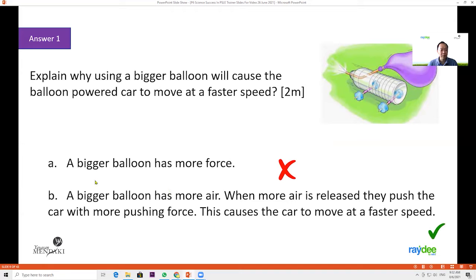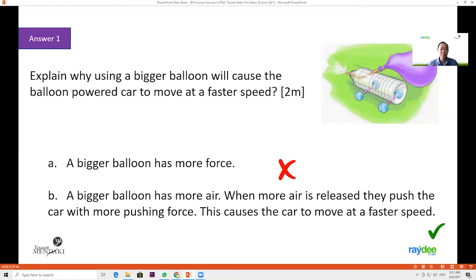After looking at their answers, for example, you see: a bigger balloon has more force. Even though this particular answer is not wrong, technically it's not wrong, we cannot accept this as the answer because it's a 2 marks question. 2 marks questions will need you to answer more in depth. So the better answer is this. A bigger balloon has more air, and when this additional air is released, it pushes the car with more pushing force. This causes the car to move at a faster speed.